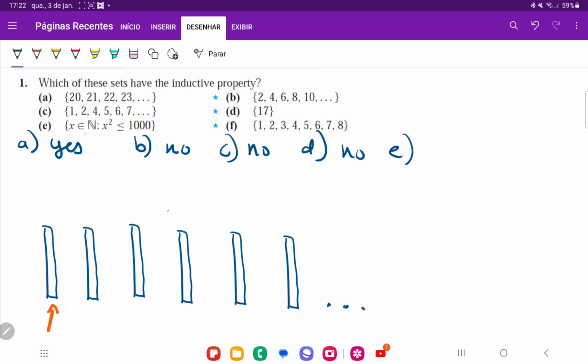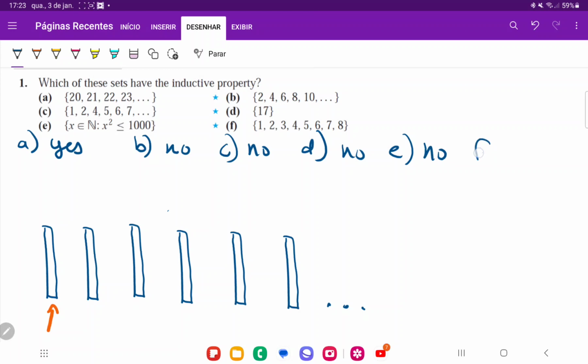For item E, this is the set containing the natural numbers whose square is equal to or less than 1,000. So you're going to have 1, 2, 3, 4, 5, and so on, all the way up to 31, because 31 squared is less than or equal to 1,000, but 32 squared goes over 1,000. So after 31, you don't get to topple over the next domino. So that's not going to have the inductive property, because once more, the idea of the inductive property is that you can basically reach infinity. So that's going to be no.